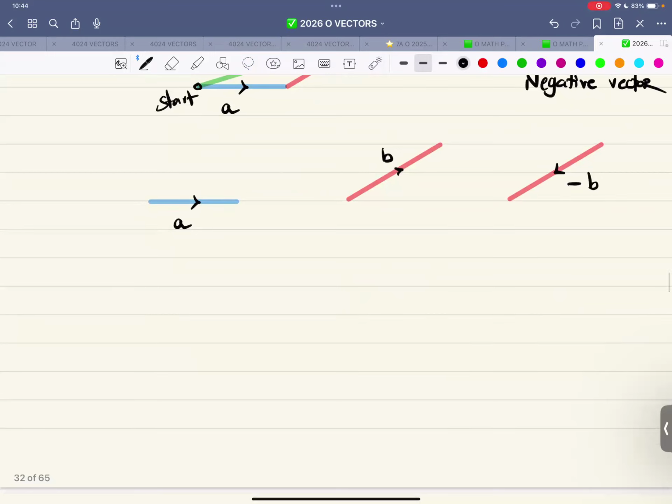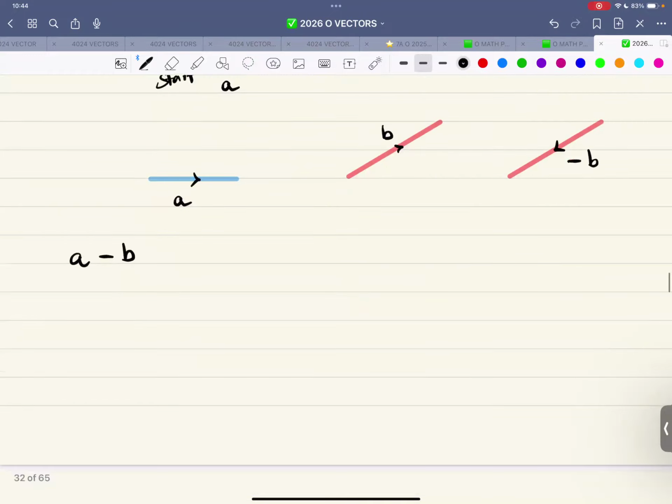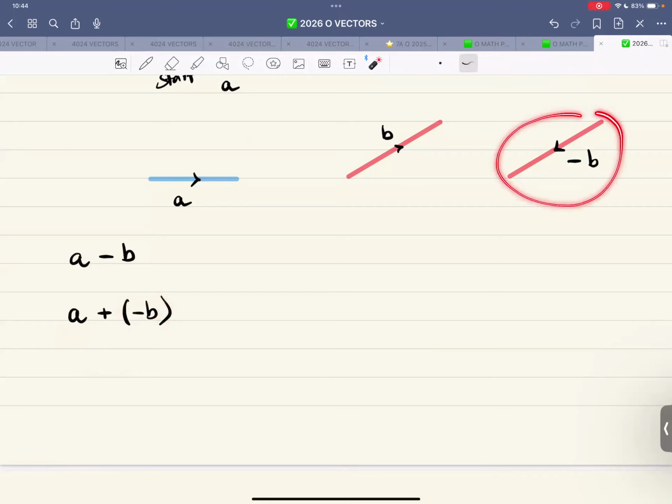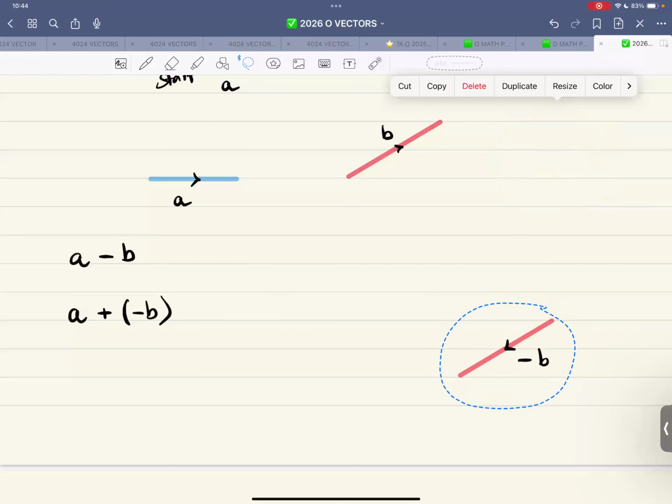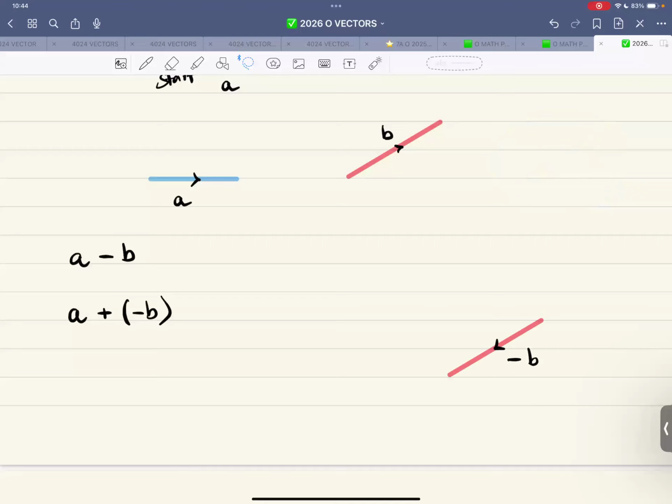Now I'm interested in A minus B. But in vectors, it's only about addition. So A minus B is basically A plus negative B. You add the negative vector to A. So that is the negative vector. That is A. That is how you add it. So let me just grab this thing and let me take it over here. That is negative B. And add A to it.